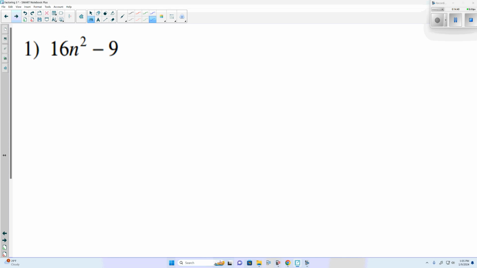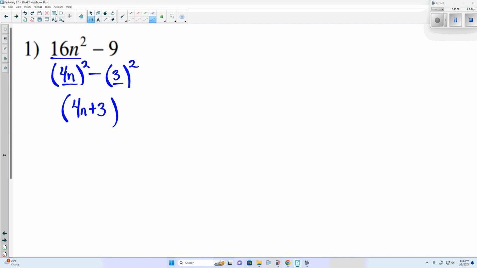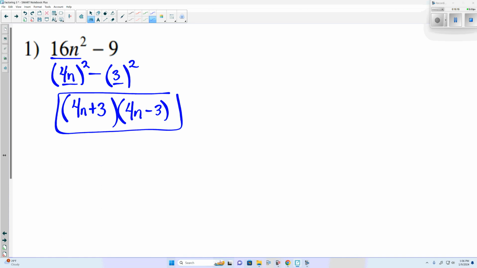Let's look at the next one here: 16n squared minus 9. Well, what times itself is 16n squared? 4n, because 4 times 4 would indeed give us 16, and n times n would give us n squared. Now the question is, what times itself is 9? So our a and b tell us that we have 4n plus 3 times 4n minus 3.